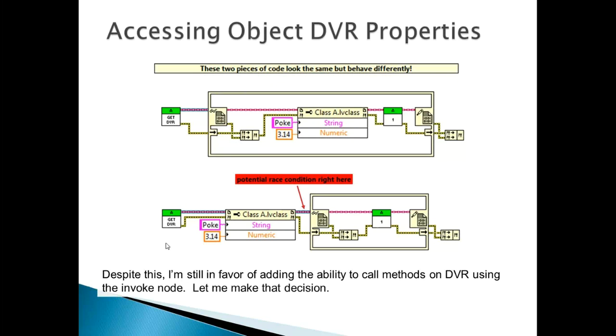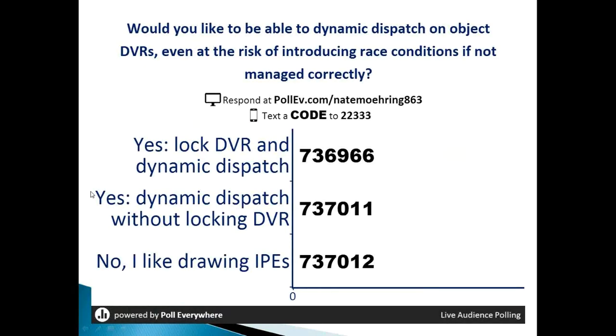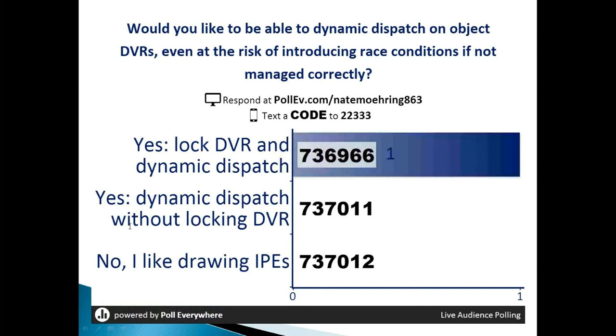But I like the convenience of being able to call methods on DVR so much that I'm still in favor of it. So shame on me, but I think that we could all benefit from that. And so our next survey question is, would you like to be able to do the same thing? Would you like to be able to call methods on DVRs? I have two different yes questions here, because to me it seems like it should also be possible. You know, LabVIEW would probably implement one way or the other. I don't think it would be an option. But to be able to dispatch on the DVR type without actually locking it.